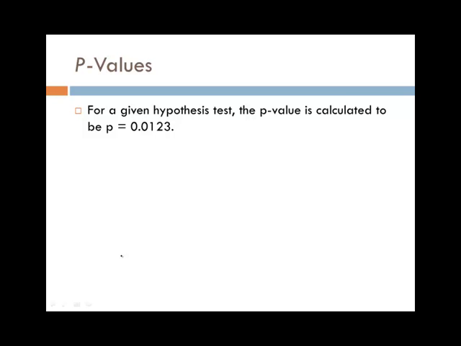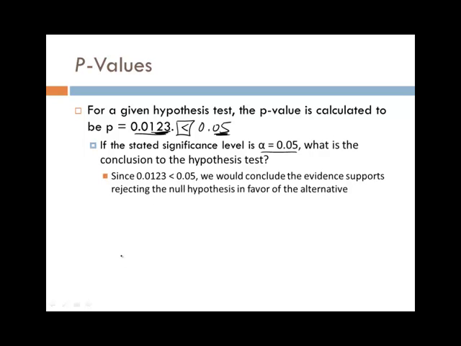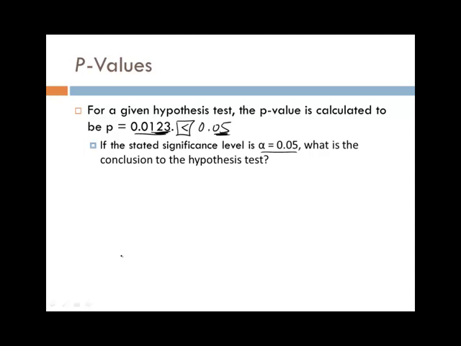Okay, so we have a p-value here for a given hypothesis test. If the stated significance level is alpha equals 0.05, what is the conclusion? Based on what I've talked about earlier, this should not be difficult. The question is, is this less than, equal to, or greater than 0.05? It is less than, because this is 123 10,000ths, and this is 500 10,000ths, which is much larger. So, since this is less than, we would reject the null hypothesis, which means that we would accept the alternative hypothesis that was given.